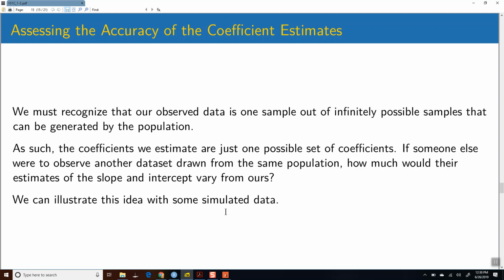what we have to recognize is that our data is not the entire population. Our data is just one possible sample out of the infinitely many samples that could have been taken from the population. Or maybe not infinitely many, but many samples that could have been drawn, and we just have one sample here. If someone else were to go to the population and get another sample and fit a best fitting line there, their slope and intercept would not be exactly the same as ours.